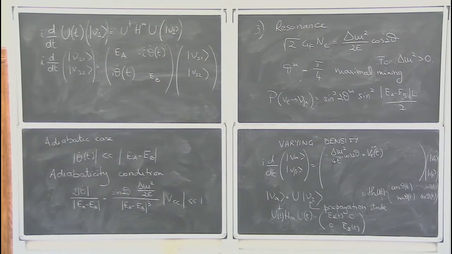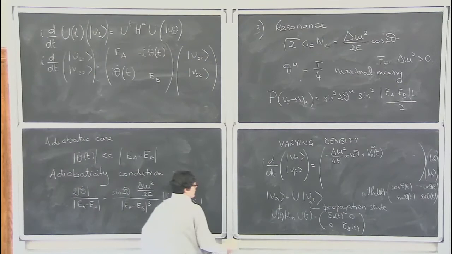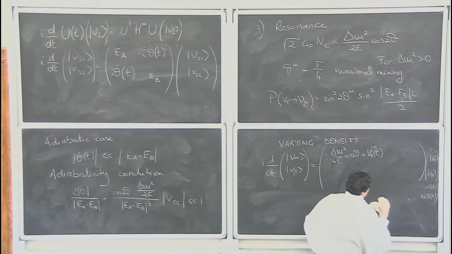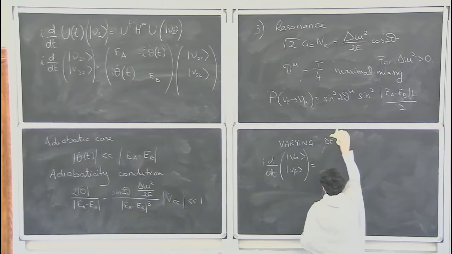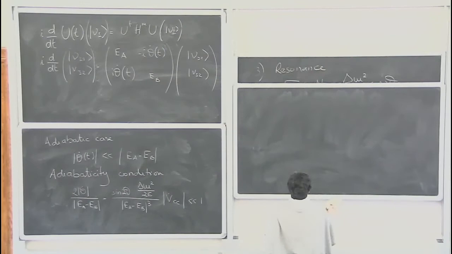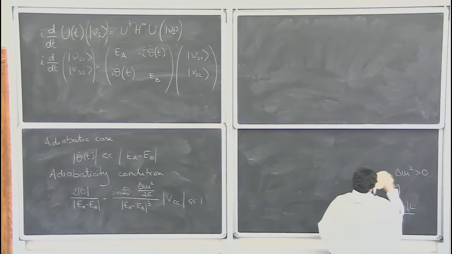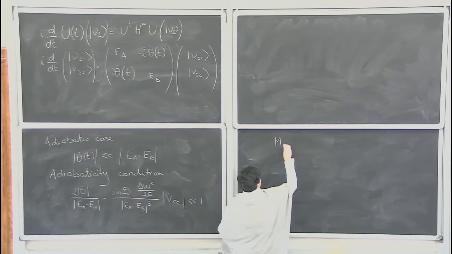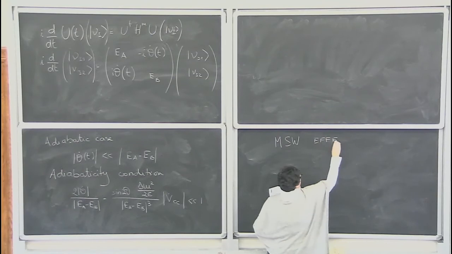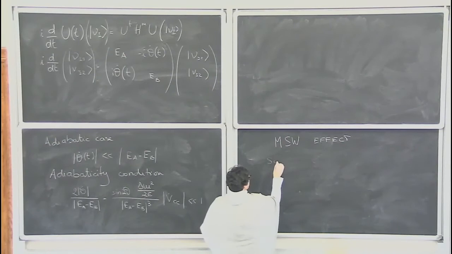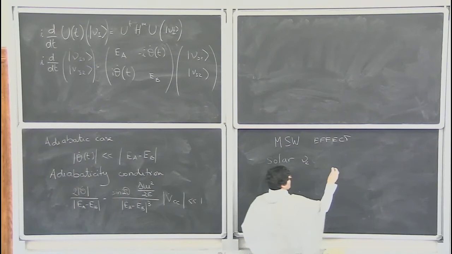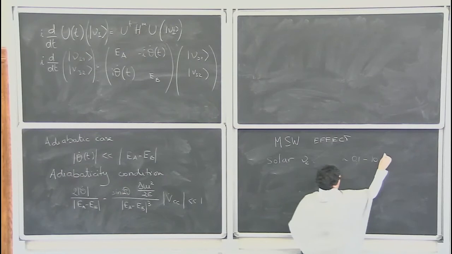And here there is an effect which builds on what we have discussed, which is called the MSW effect, which explains solar neutrino oscillations, and it's called MSW because of Mikhail Smirnov and Wolfenstein, who first discussed it and the matter effects in neutrino oscillations. So the MSW effect applies to solar neutrinos, and we will see in a few minutes. Solar neutrinos are electron neutrinos in the 0.1 to 10 MeV range.